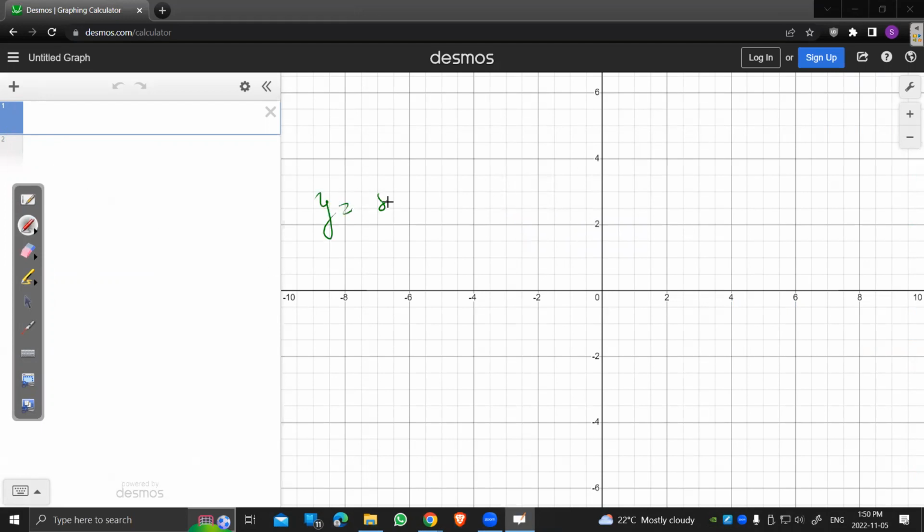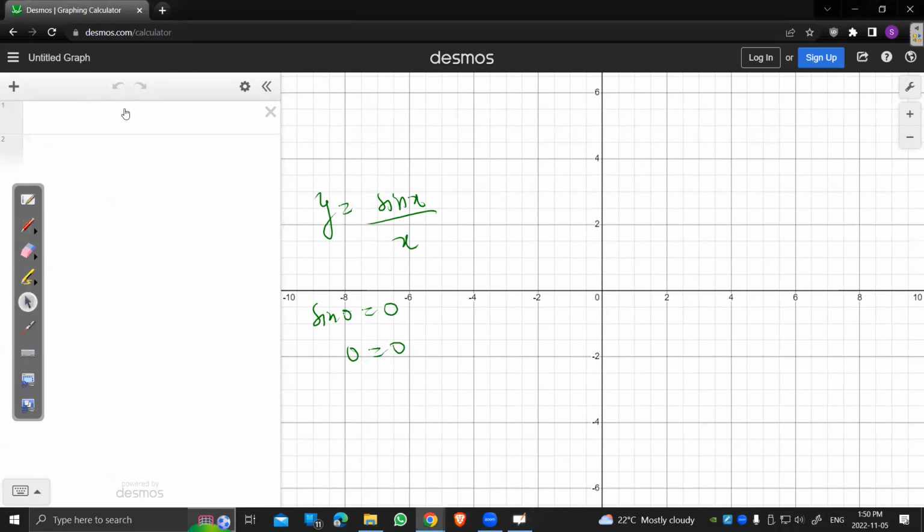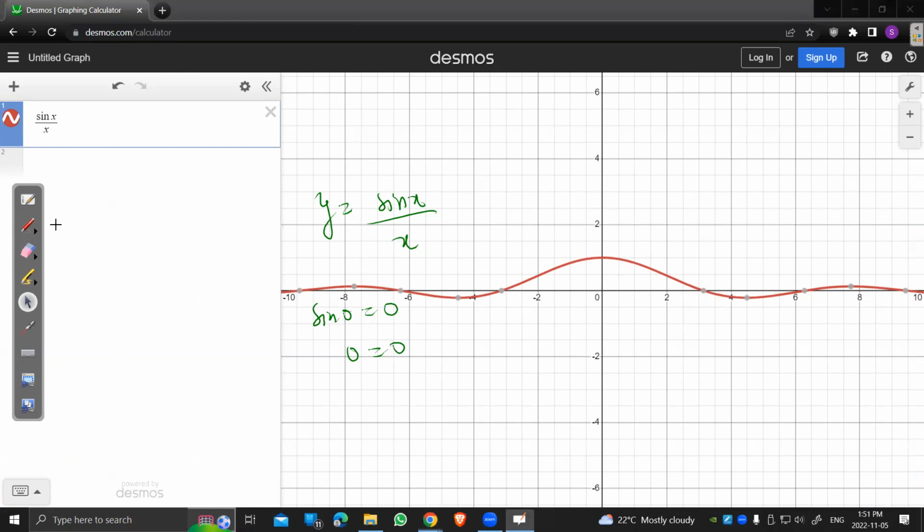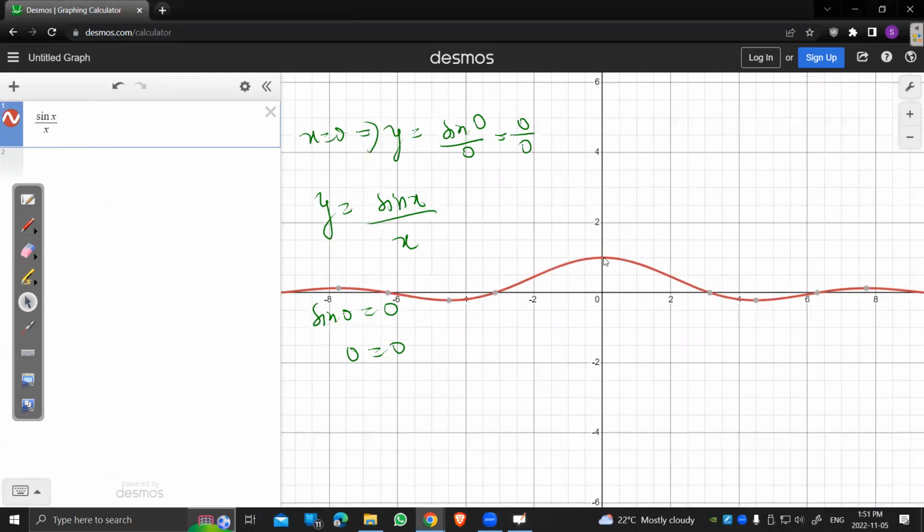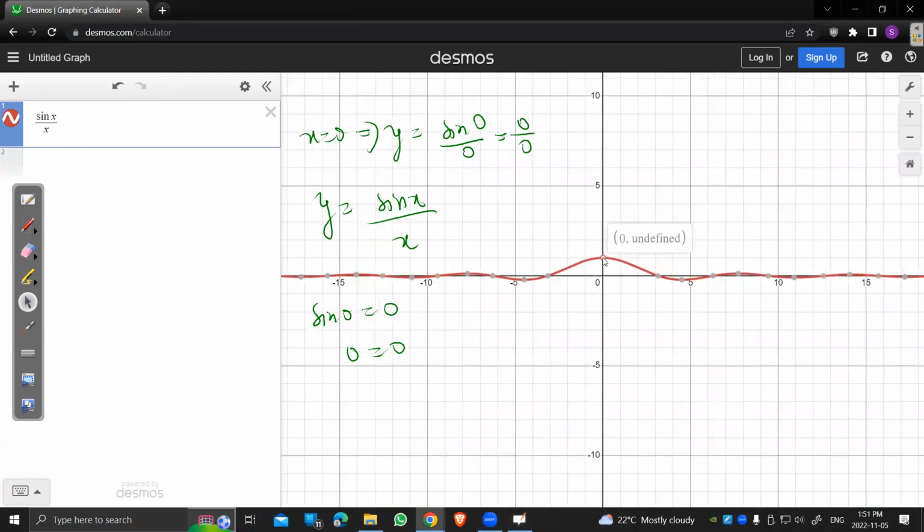We're going to plug in this function: sine of x over x. Sine of 0 is 0. I'm trying to show you the idea of bounds. So this is our function, y equals sine of x over x. When x is 0, what's going to be our y value? It's sine of 0 over 0, and we know sine of 0 is 0, so we get 0 over 0. Would you agree it's undefined?